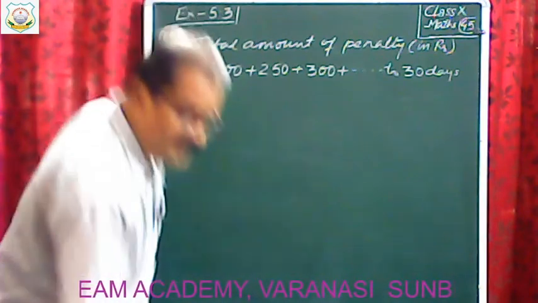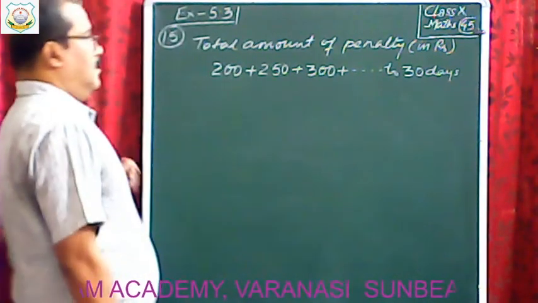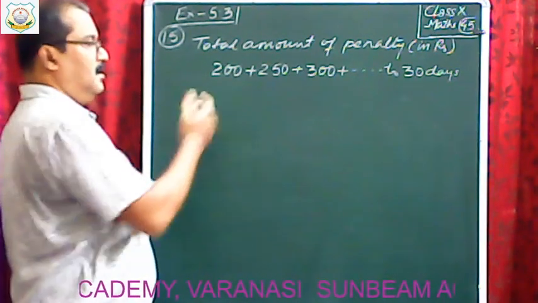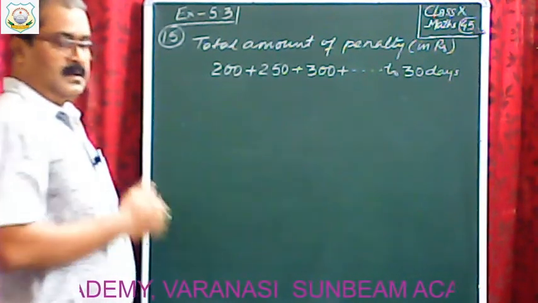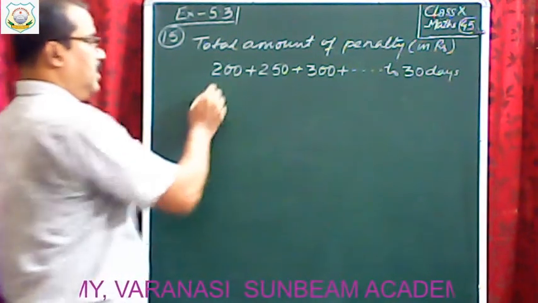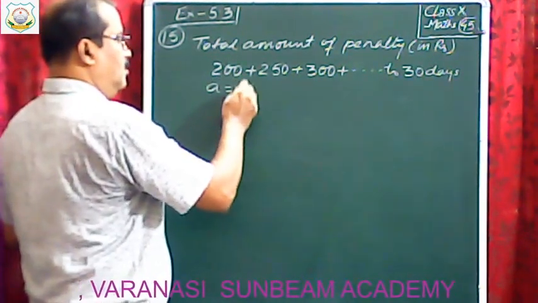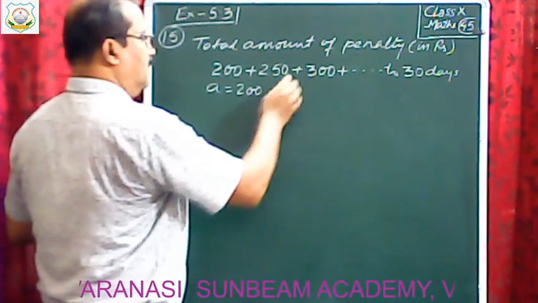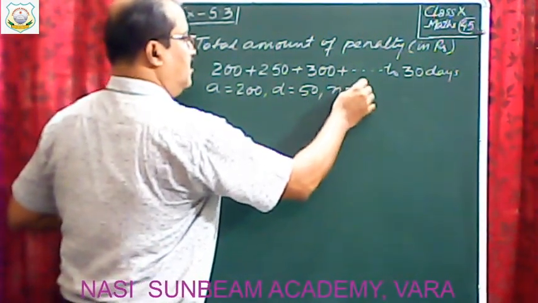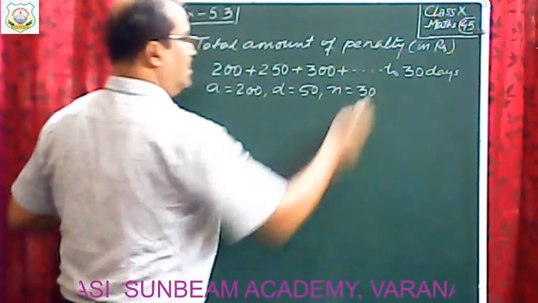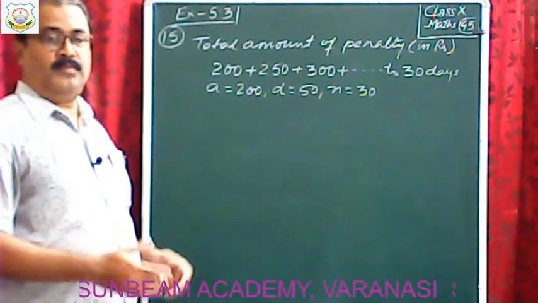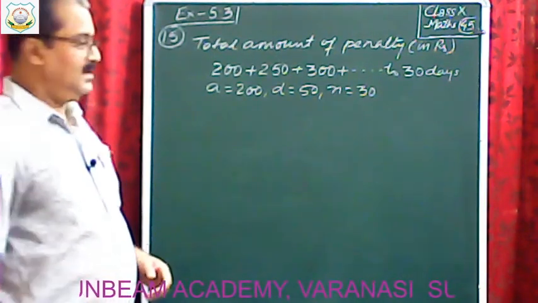What do we have? The first term of the AP, the common difference, and the number of terms 30. So A equal to 200, D equal to 50, N equal to 30. What you have to find out is the total amount of penalty paid by the contractor.